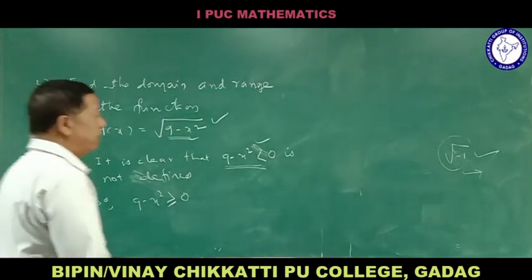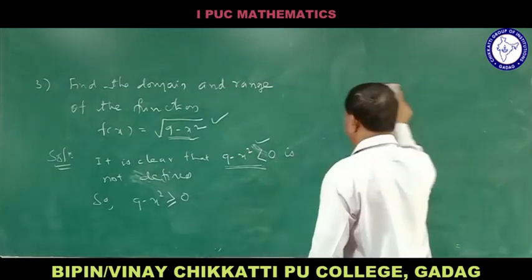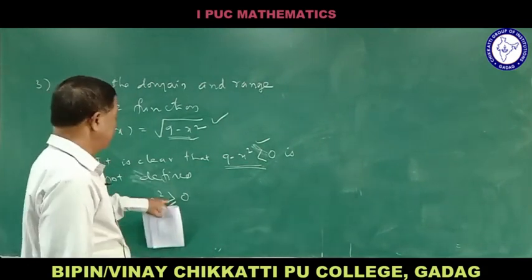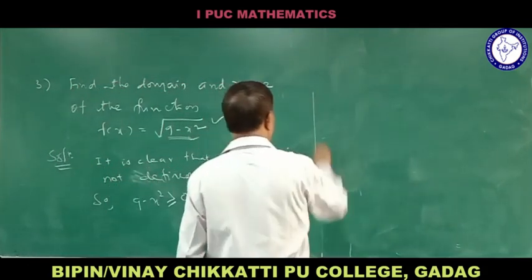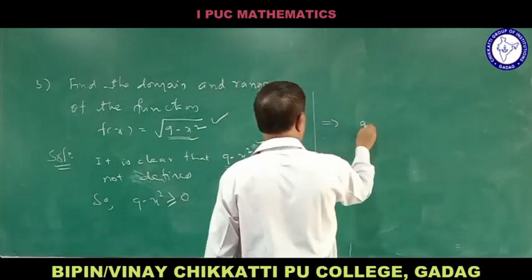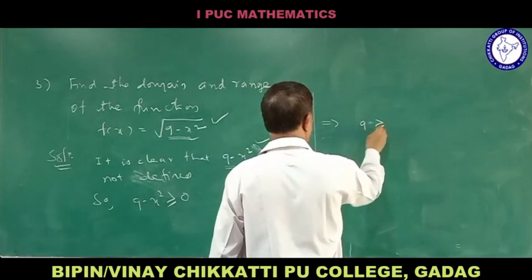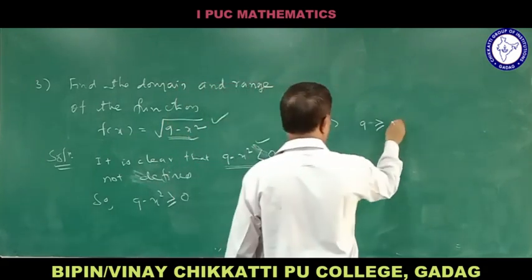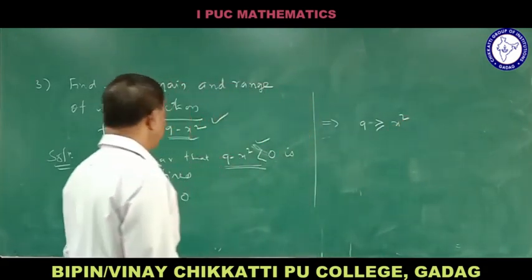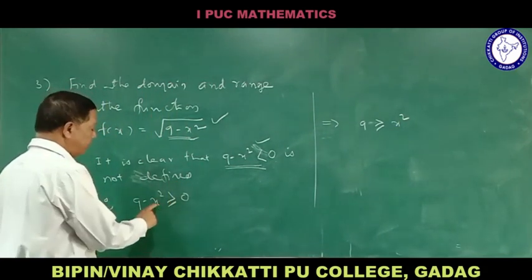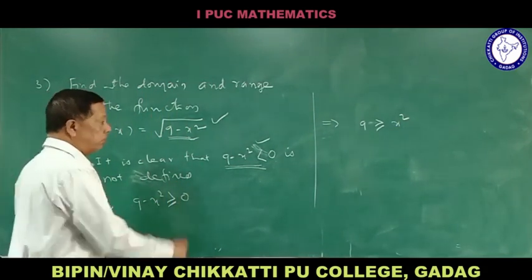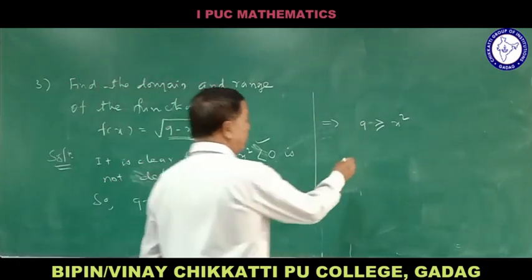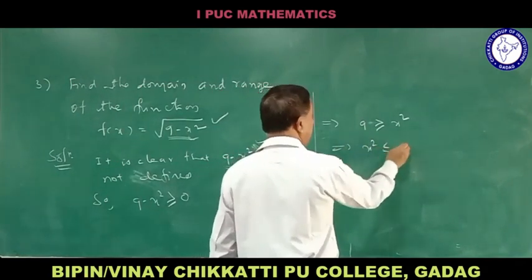Once again I say that we are finding the values of x and the values of f of x for the domain and range. So now we have understood that 9 minus x square is greater than or equal to 0, then only it is defined. Look at this: adding x square to both sides of the inequality, it cancels, so that 9 is greater than or equal to x square. It is nothing but the inequality x square is less than or equal to 9.